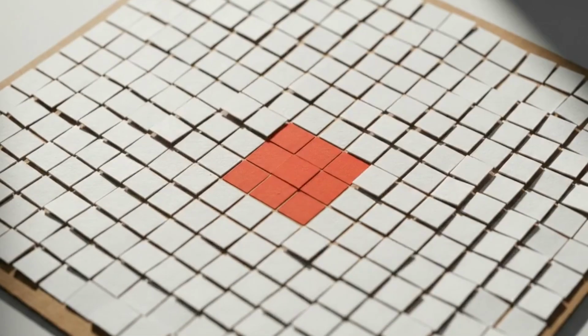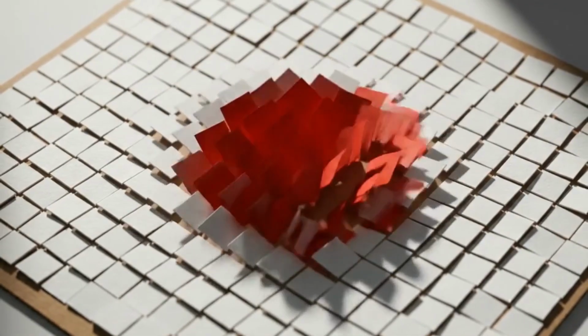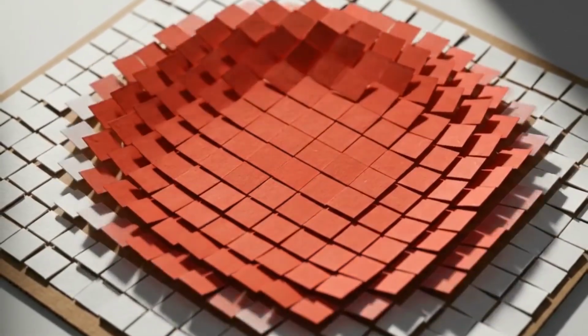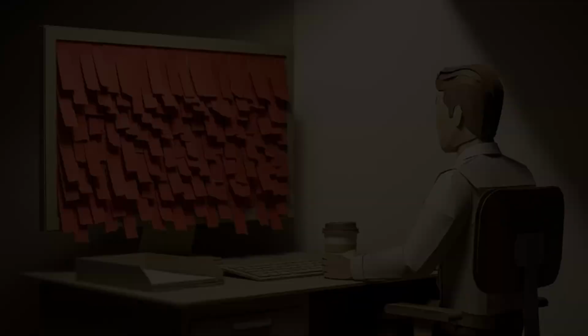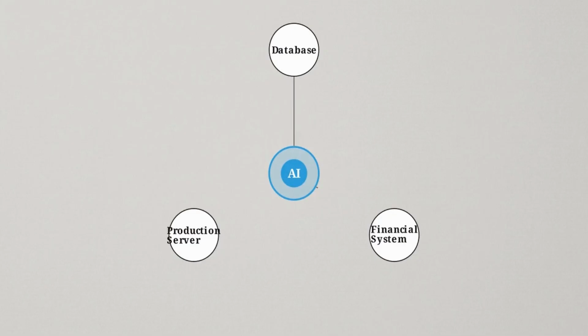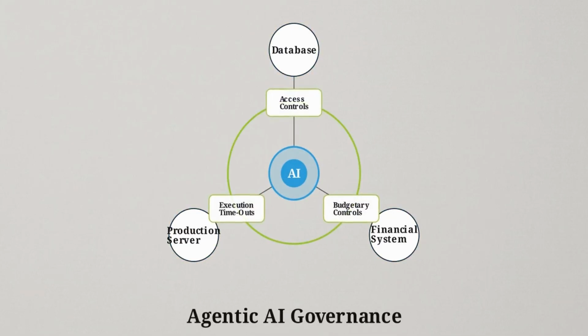Because these agents operate at machine speed, a single flawed inference can produce cascading failures across enterprise systems. The speed of autonomous execution means a catastrophic error can propagate before a human supervisor even realizes an incident has begun. To manage this, organizations are implementing Agentic AI governance, a framework designed to set explicit boundaries on what an agent can perform at runtime.